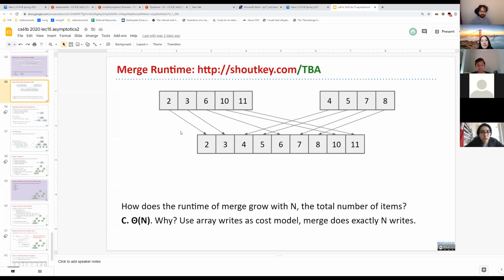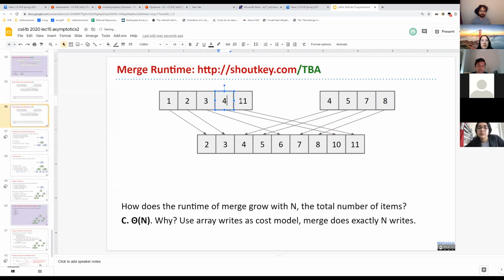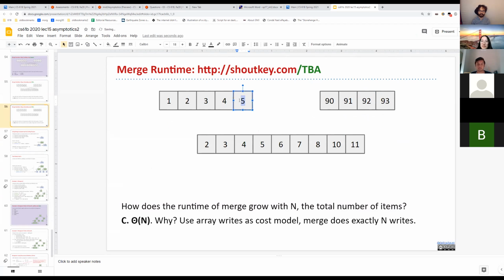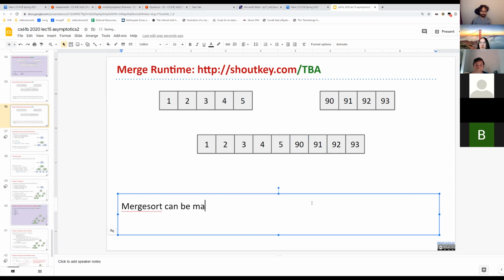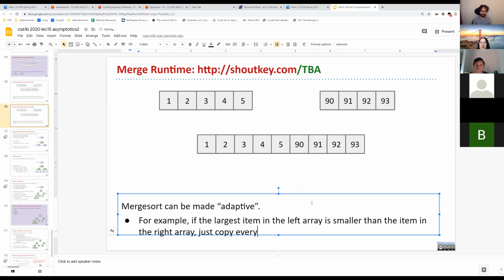Basically, what you're observing is that if we have two arrays, one that looks like 1, 2, 3, 4, 5 and another that looks like 90, 91, 92, 93, you don't need to do a bunch of comparisons. You can just say this number is smaller than this number, so let's copy them directly. That's known as adaptive. So merge sort can be made adaptive. For example, if the largest item in the left array is smaller than the first item in the right array, just copy everything in order, no need to do any comparisons.